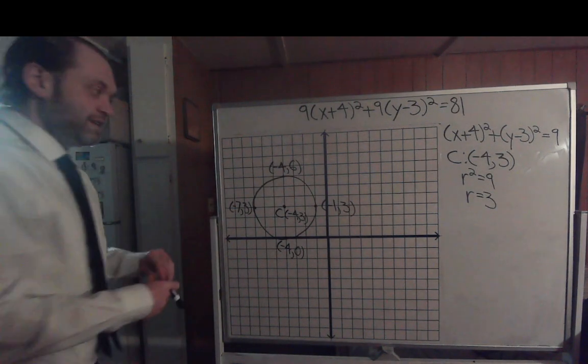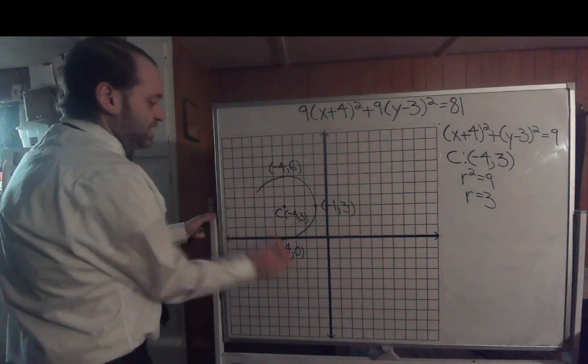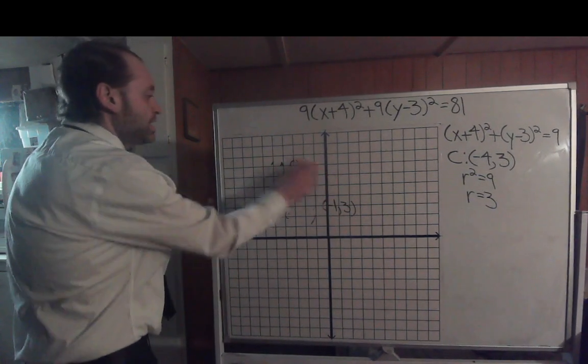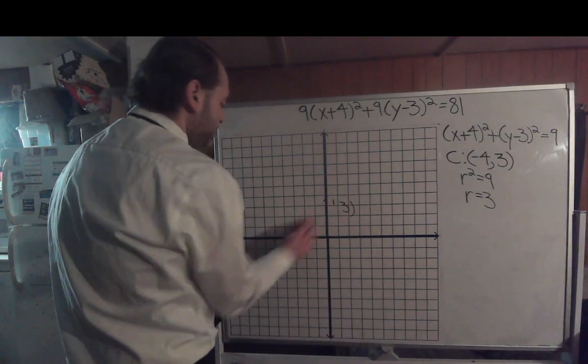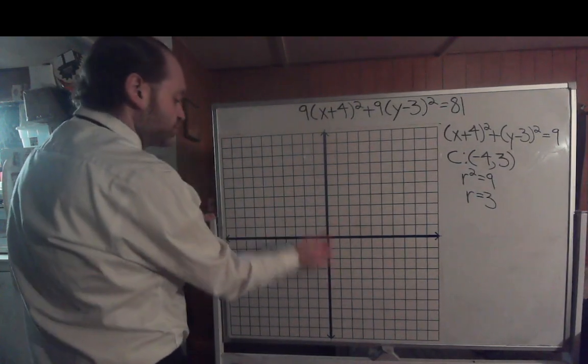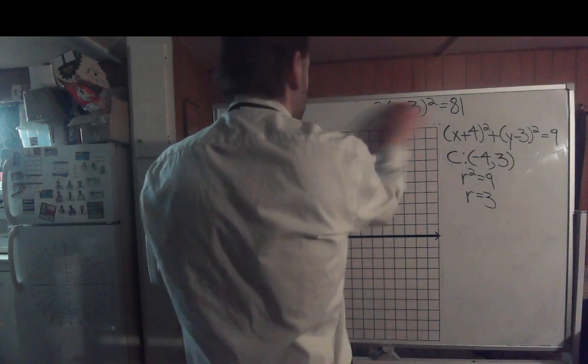So yeah, graphing circles is very easy. This is incredibly easy. Now ellipses, not quite as much. Those are not quite as easy, but they're not super hard either. But that's the next lesson, will be ellipses. They kind of tie into circles, but well, we'll see how.